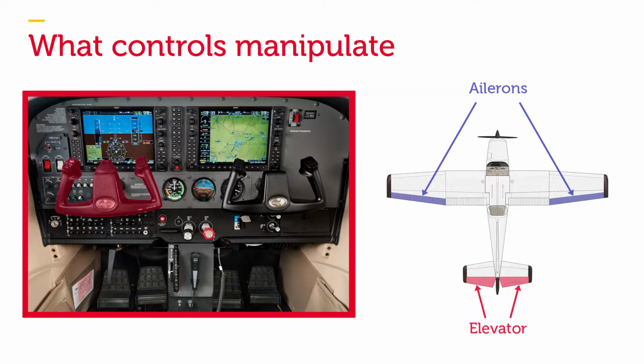The next series of controls that we have are the rudder pedals, and this controls the rudder at the back of the aircraft. They're highlighted in yellow, so if you push your right foot forwards, that means the aircraft will turn to the right. And if you push your left foot forwards, that means the aircraft will yaw to the left.